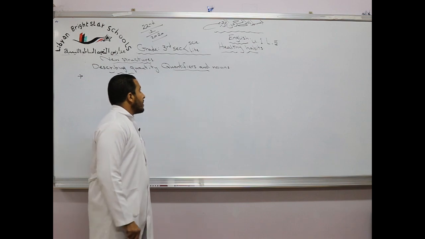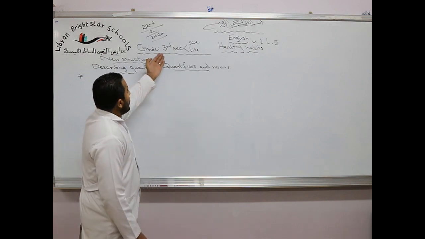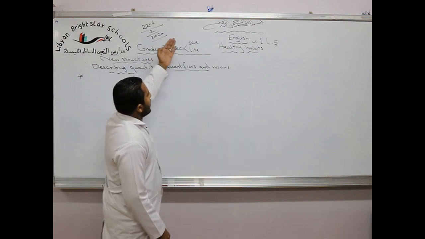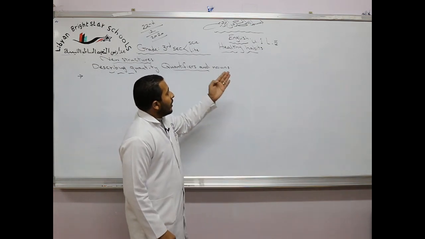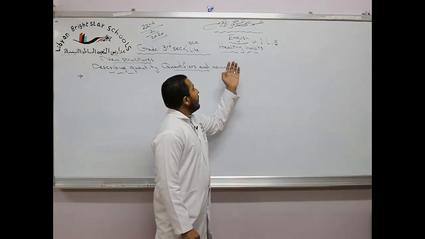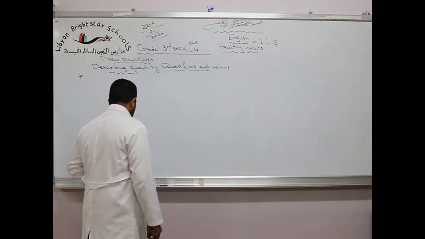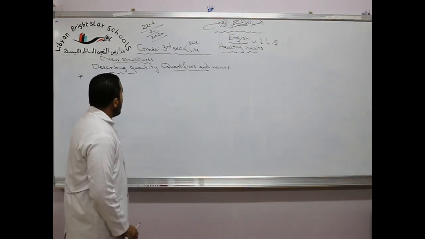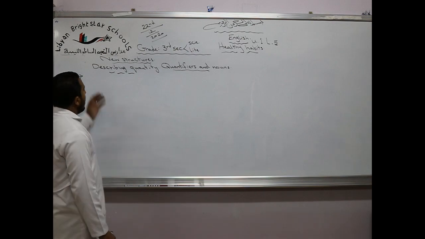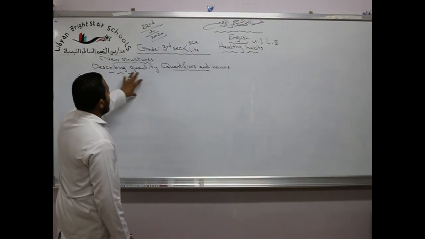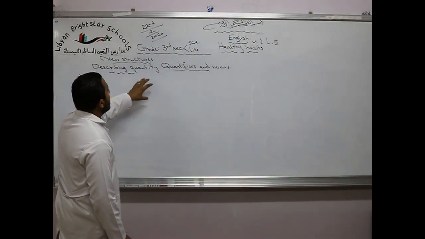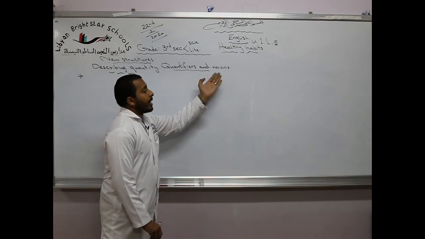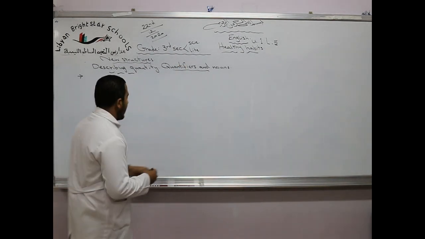Let's start our English session today for third secondary scientific and literary section, Unit 1, Lesson 5, Healthy Habits. Our new structure today is about describing quantity: quantifiers and nouns.